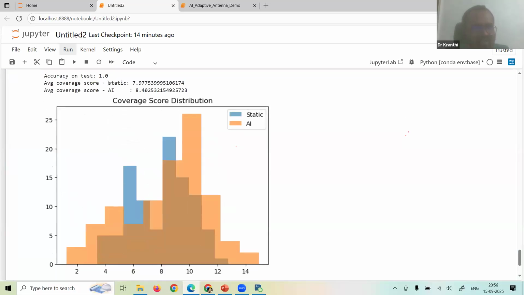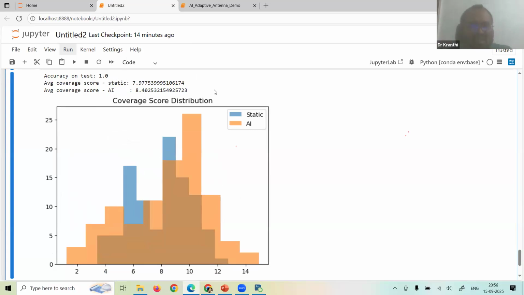See here, with the static policy, we receive this particular coverage score. With AI, it is more. There is more accuracy. Here, in this bandwidth and transmit power choices, these are discrete combinations. So here a random forest classifier is trained, enabling AI to learn what policy to pass.